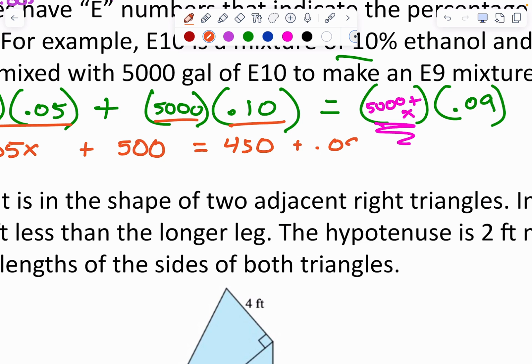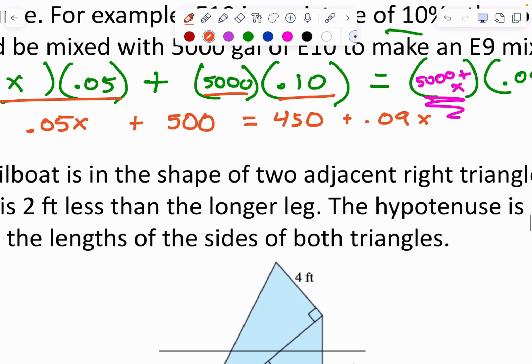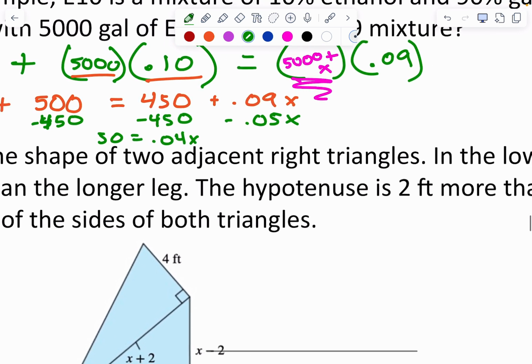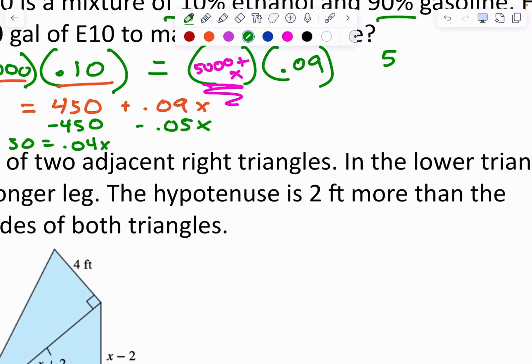Plus 0.09x if I distribute it through, right? Subtract the 0.05x from both sides. Okay. And I'm going to subtract 450. So I've got 50 is equal to 0.04x, right? And then I'm going to divide by 0.04 and divide by 0.04. X equals 1,250.